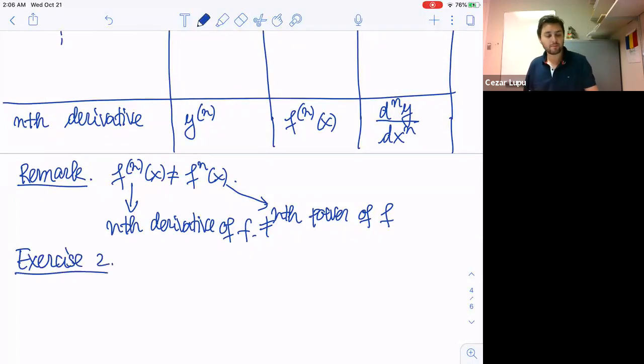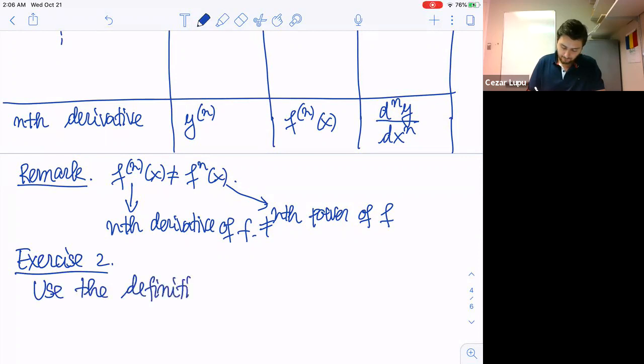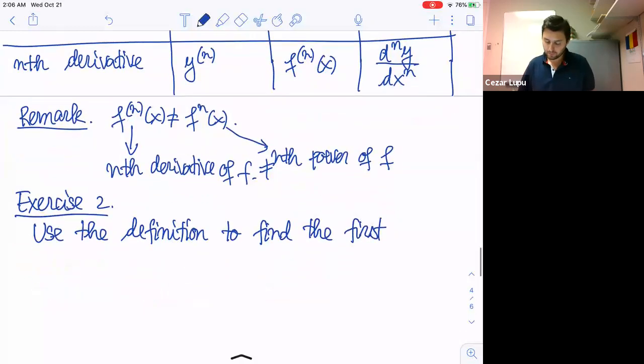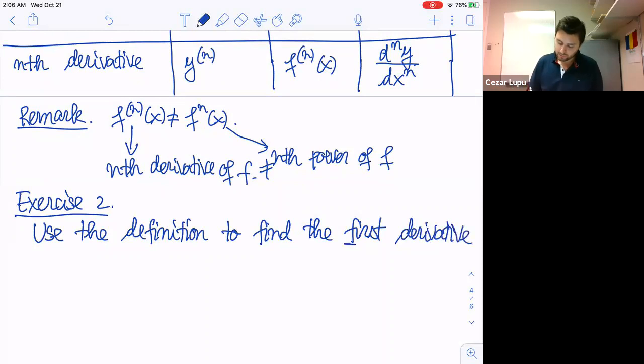To find the derivative. All right, and the problem states the following. Use the definition to find the first derivative of the following functions.